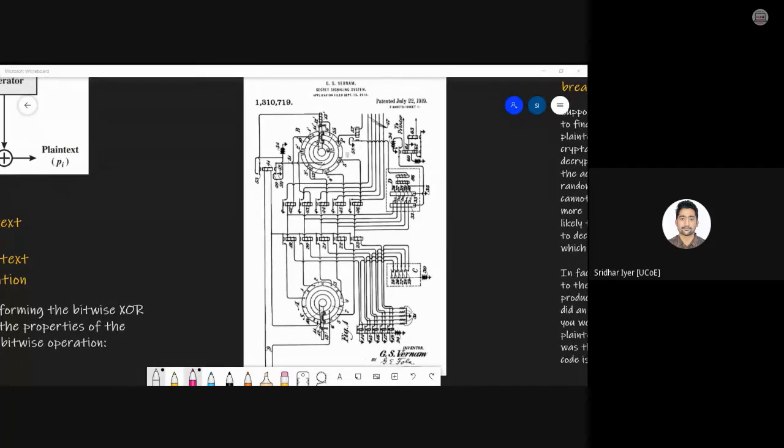Just have a look at this diagram. This patent was applied in 1919, and you will learn in your final year about what patents and intellectual property are, in the subject Advanced System Security and Digital Forensics.